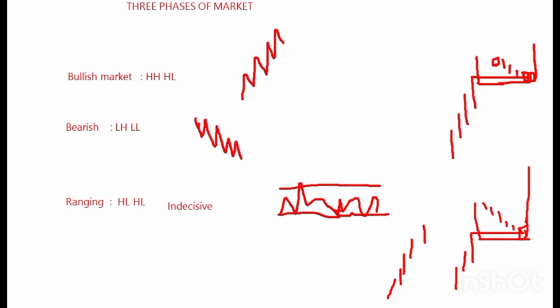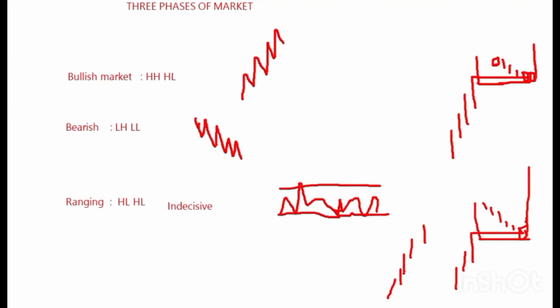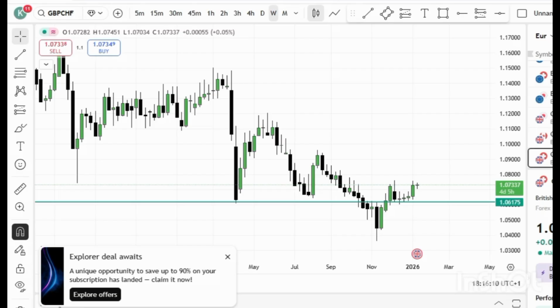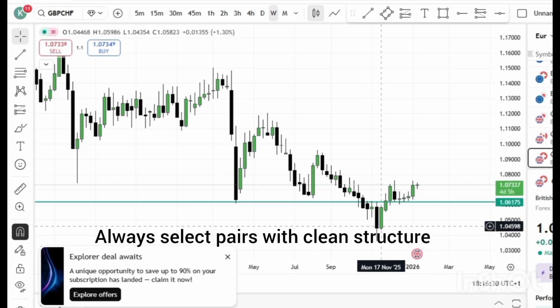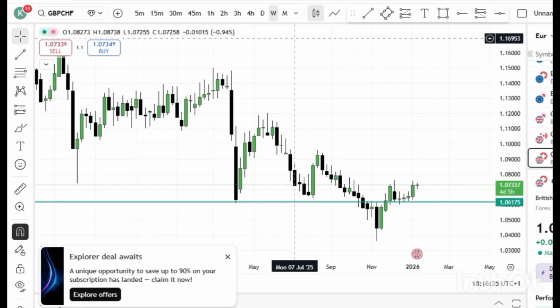So let's quickly go to our chart so that I can show you an example. Guys, let me also mention that anytime you want to trade a particular pair, make sure that you have a clean market that is in a clear breakout, so that you won't choose a pair that will give you a headache. Just go through your pairs and select one that has a clear movement. So this is GBP Swiss franc, and we're on the weekly time frame.